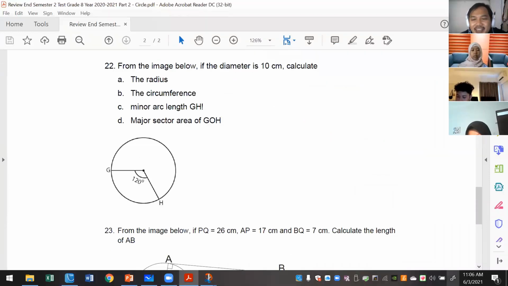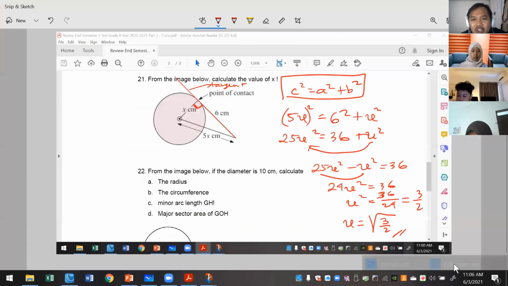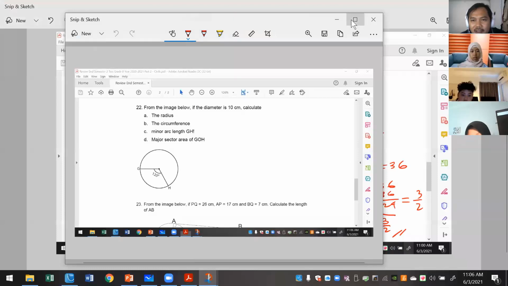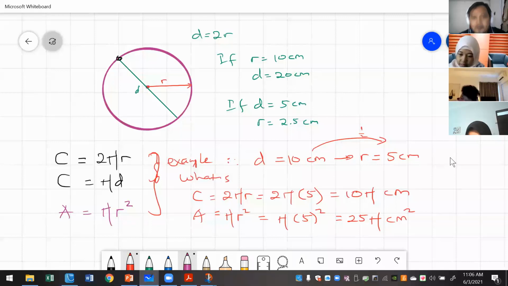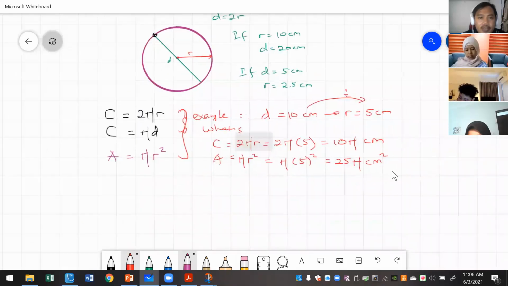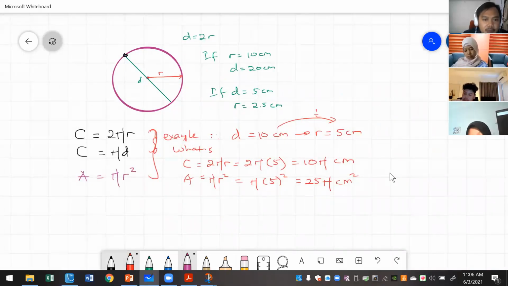Okay, number 22, guys. So this is what we call the arc length and the sector area. Okay, so maybe I'm going to give you another example first here. So let's say I have point A and point B here. This is point A. This is point B.